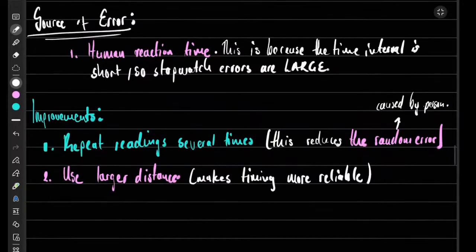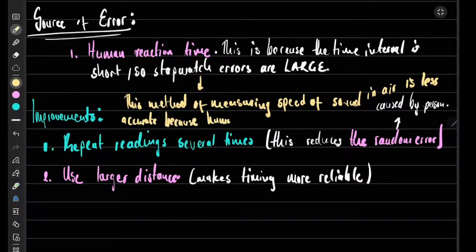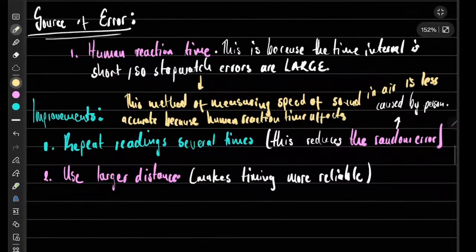So if we say human error, human reaction time, this is how you would have written it. You would have said, this method of measuring the speed of sound in air is less accurate because human reaction time affects the stopwatch readings.